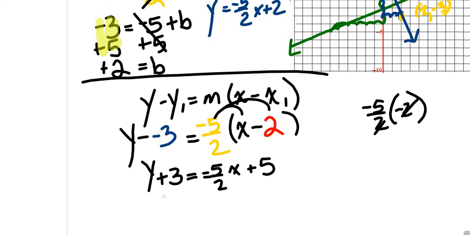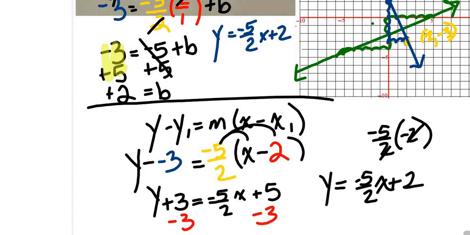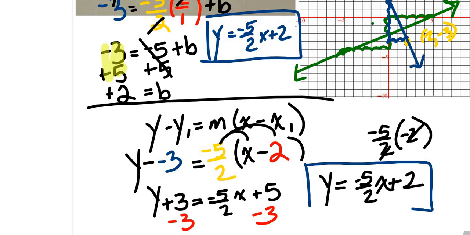And now we're going to go minus 3. You end up with y equals negative 5/2x plus 2. So you can see you do get the exact same method using point slope as you do y equals mx plus b. So you need to decide what is your teacher requiring you to do, and then which one makes more sense to you, because both methods obviously work.